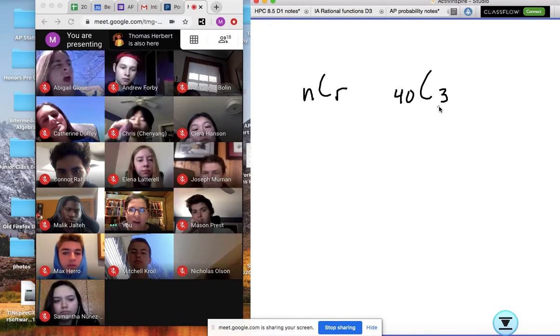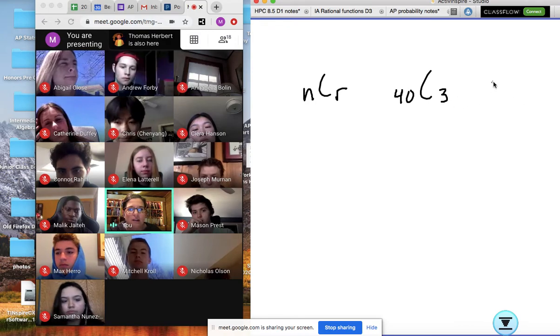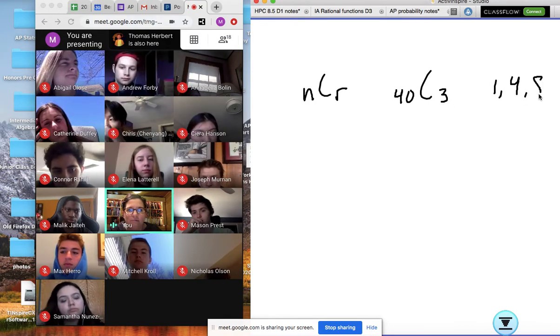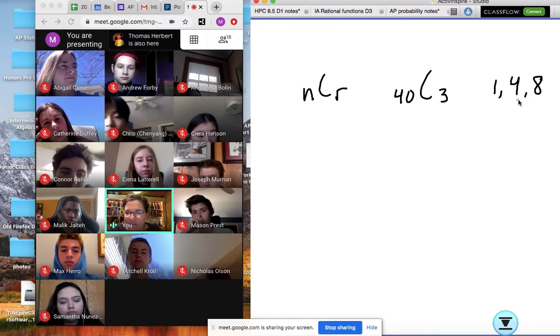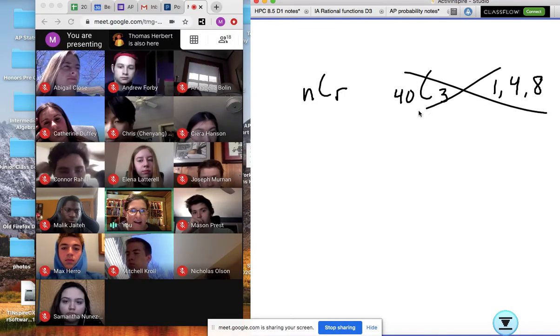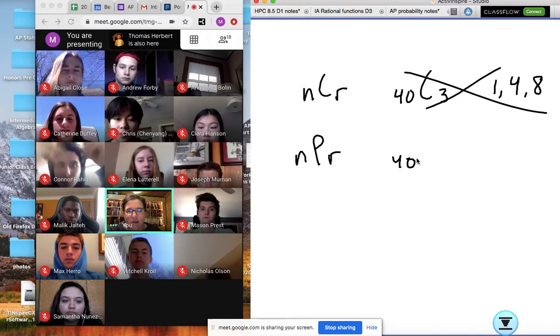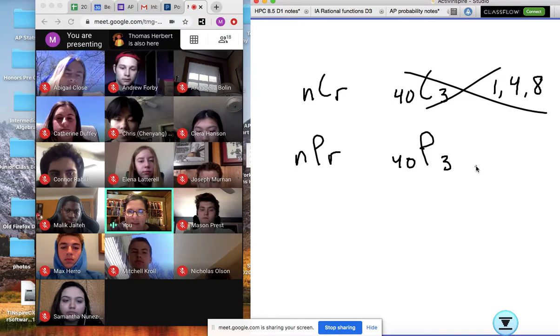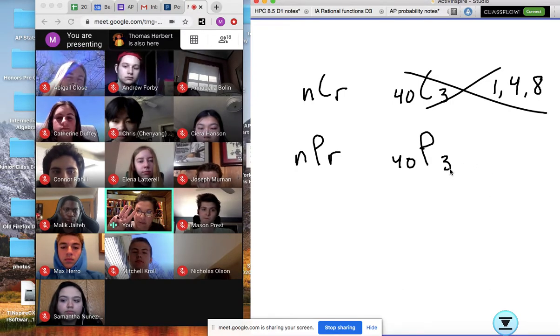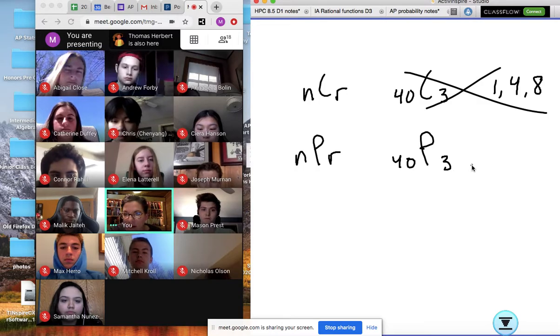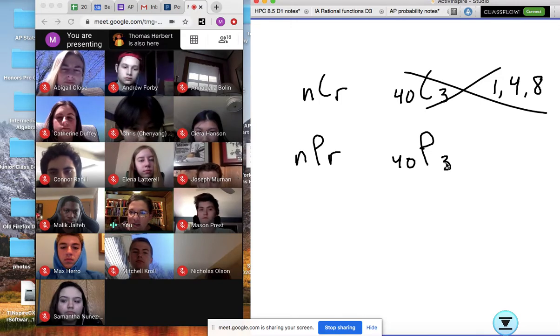No. So if I get the numbers 1, 4, and 8, can I put those in any order and it'll open the lock? No. So it's not a combination, it's a permutation. So it'd be 40P3. That would give the number of ways to have an ordered 3 numbers in order. So what this will give you is the total number of possible configurations to open the locker.